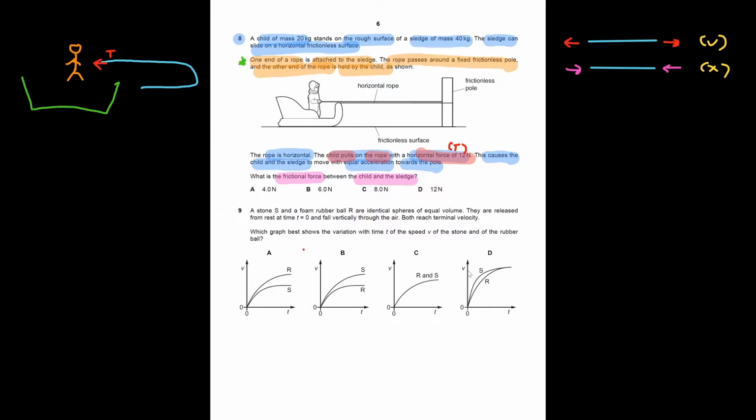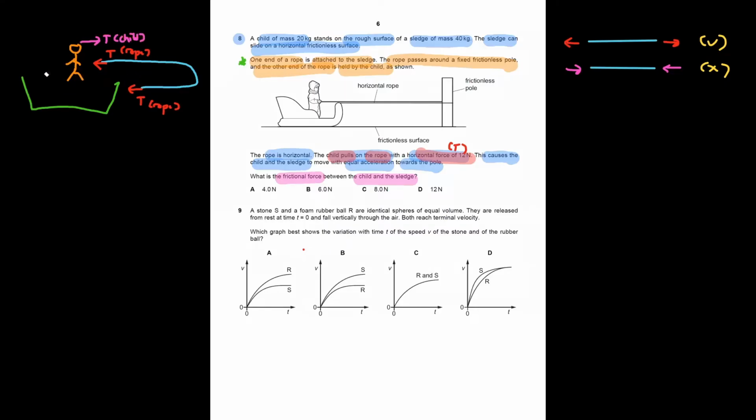So if you look at the rope itself, we already have a force of T here. The other end should have an equal and opposite force T here. These are the forces on the rope. From here, we are interested to find out what are the forces acting on both the child as well as the sledge. We would need to use Newton's third law here. Now, if you just focus your attention on the interaction between the child and the rope, the child is exerting a force T onto the rope.